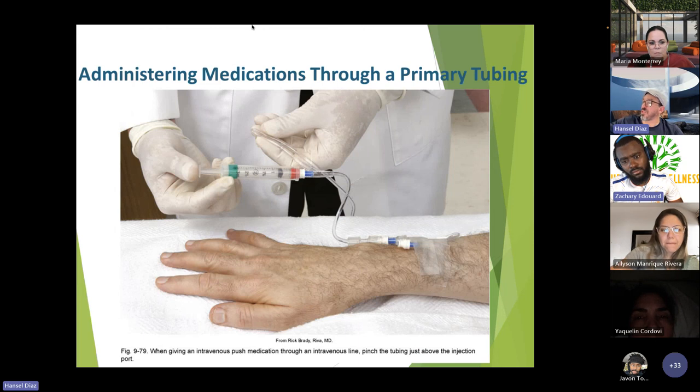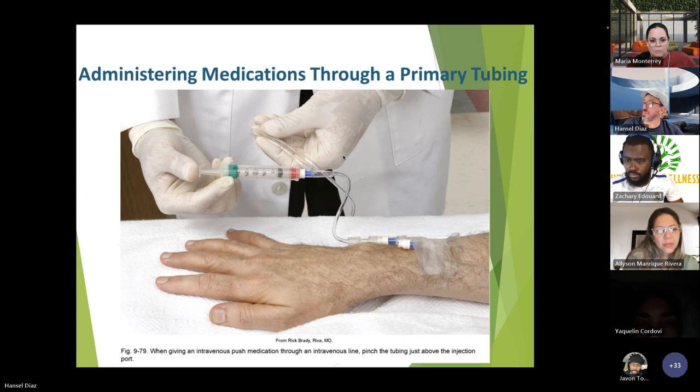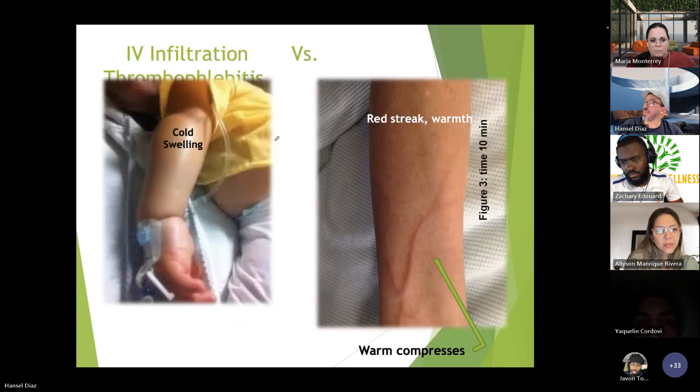This is administering medication through a primary tubing. You clamp the tubing so the medication doesn't go back into the main IV. And you use one of the ports that these lines have, and you can just give the medication and then you flush. That's a thrombophlebitis. This is cold and swelling.